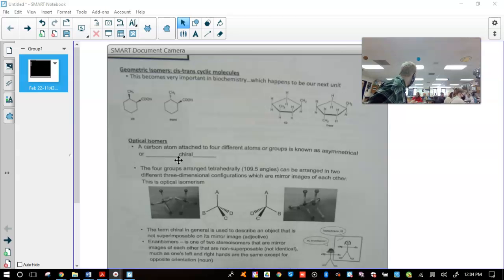So you could say those molecules are enantiomers, which would mean that they are quite chiral. Chiral being an adjective.